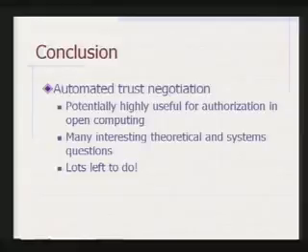In conclusion, I think that automated trust negotiation is interesting both in a theoretical sense and also as something potentially very useful for today's open systems where resources are accessed across organizational boundaries. So I hope I convinced you that there are a lot of interesting theoretical and systems issues that people can work on, and many of those issues haven't been touched at all yet.